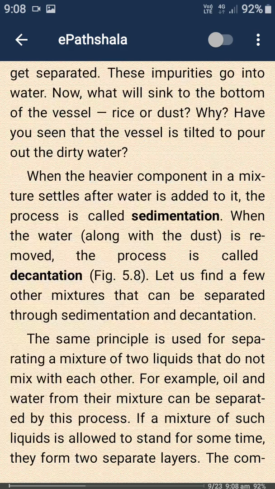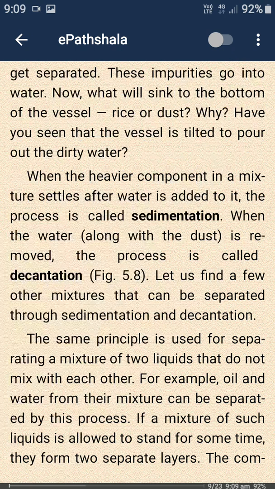What will sink to the bottom of the vessel? Rice or dust? Have you seen that the vessel is tilted to pour out the dirty water? When the heavier component in a mixture settles after water is added to it, the process is called sedimentation. When the water along with the dust is removed, the process is called decantation. Let us find a few other mixtures that can be separated through sedimentation and decantation.